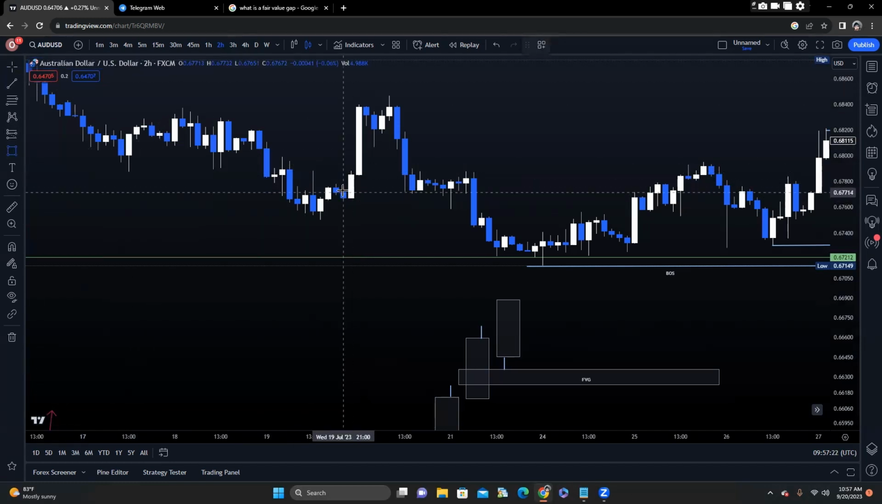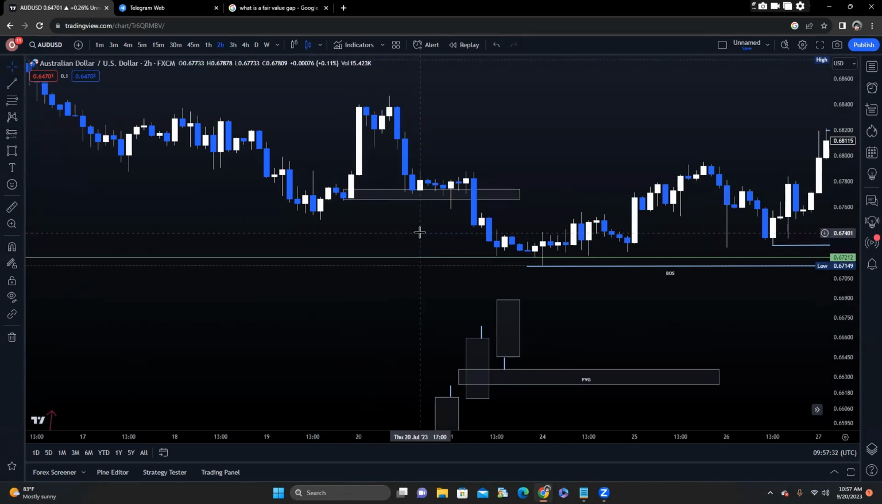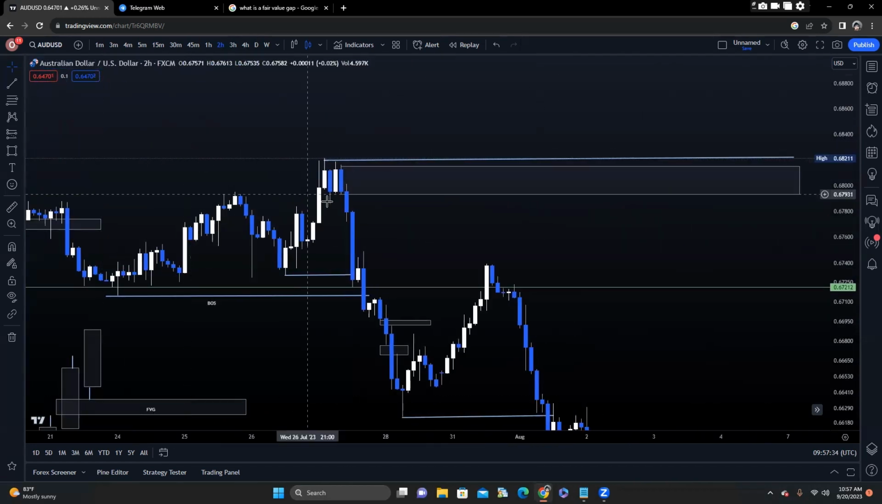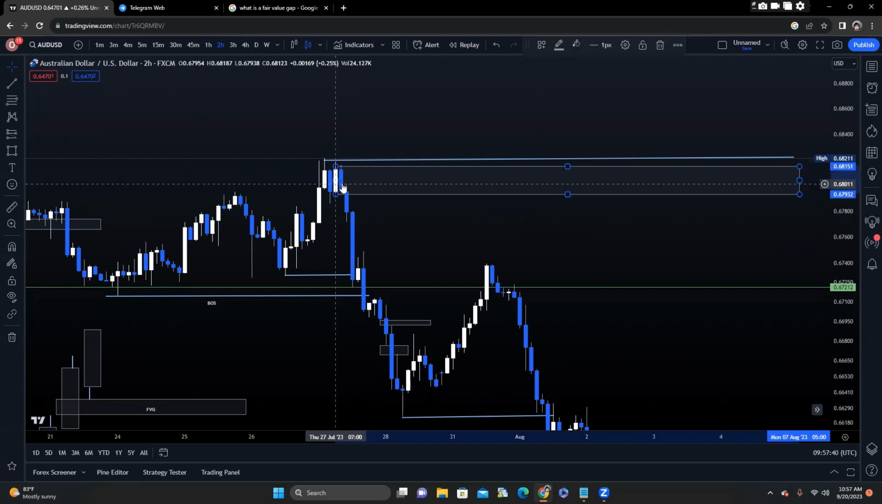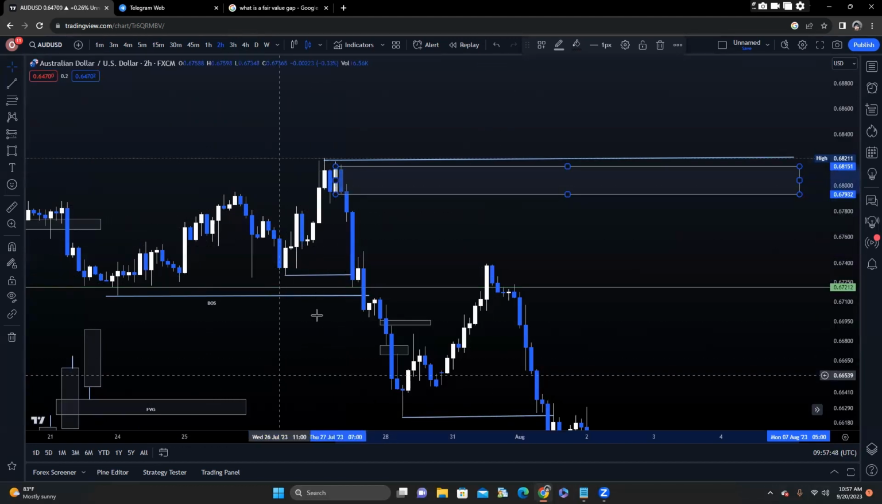I use this one here. I use the last buy-sell candle to the buy. I don't know, do you understand that? So in this situation here, what do I use? I use the last sell candle here normally, to the last buy candle to the sell that actually caused the break of structure. This will be my first order block.